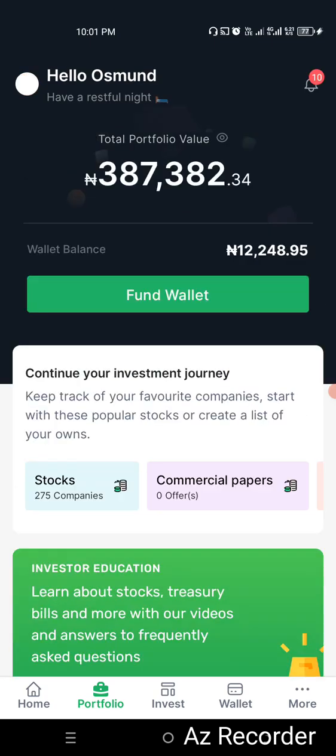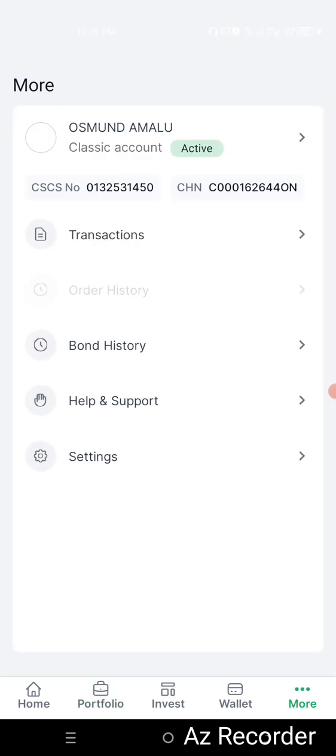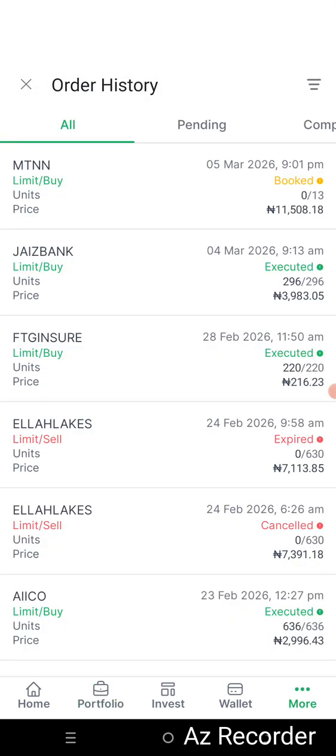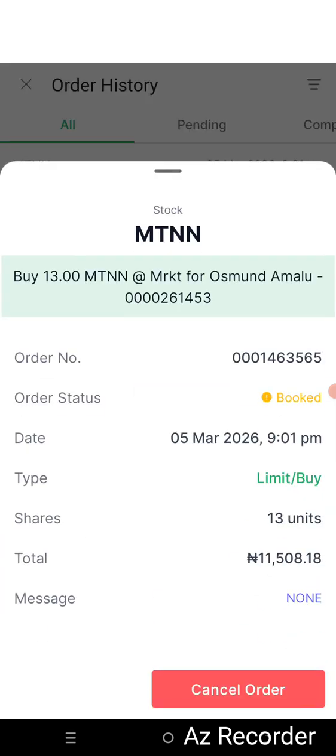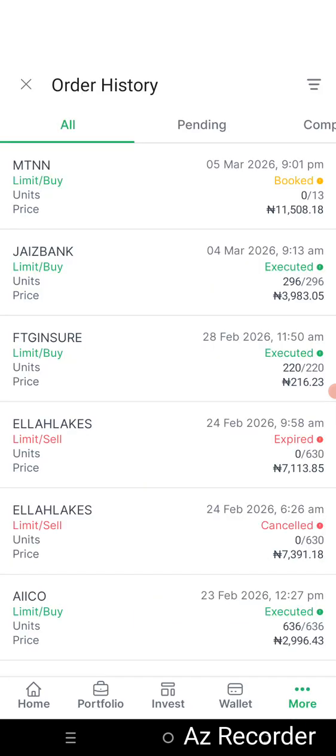So you can go further to look at it from here. You can see other places. You can see MTN shares. Today is 5th of March 2026. I've already placed the order, booked. So 13 units of shares for MTN will be bought for me by tomorrow, being Friday the 6th of March 2026.